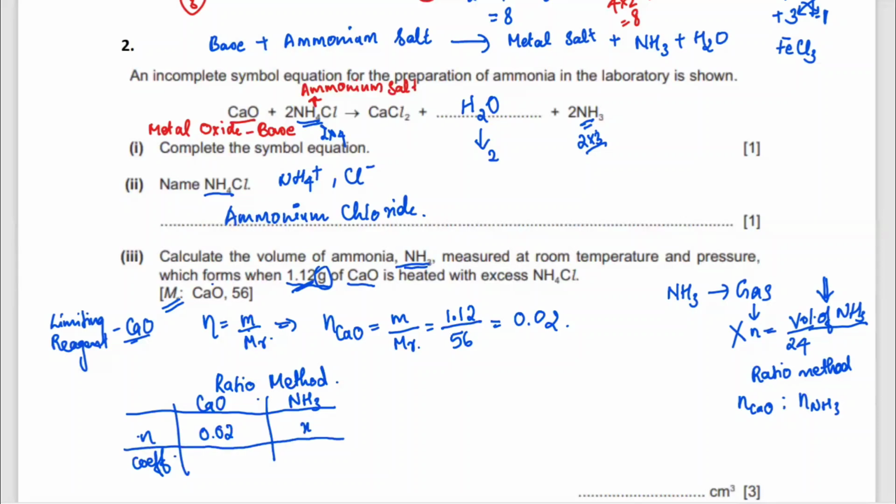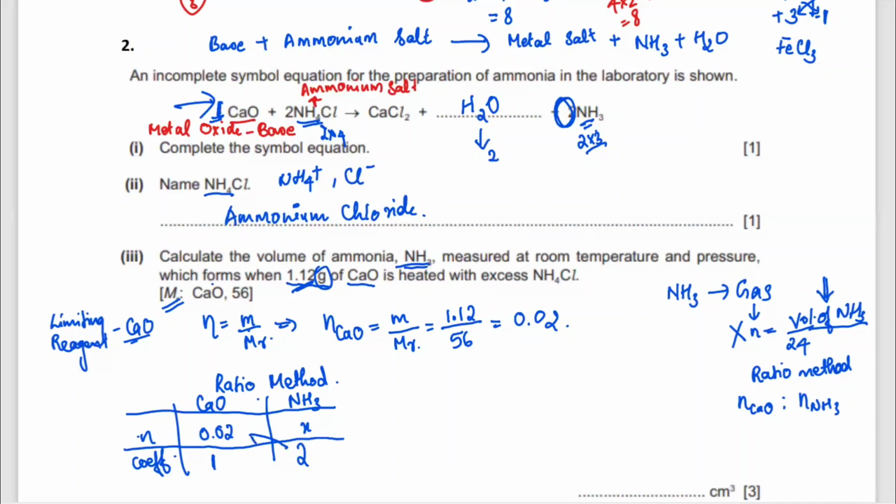Now, for finding out the coefficient, we have to look at the balanced chemical equation. The balanced chemical equation is already given in the question, which is calcium oxide plus 2 ammonium chloride gives 1 calcium chloride plus 1 mole of water plus 2 moles of ammonia, right? So over here, the coefficient of calcium oxide is 1 because nothing is given. So from the balanced chemical equation, the number of moles of calcium oxide is 1, and for NH3, ammonia, it is 2. So we will be using this ratio method to find X.